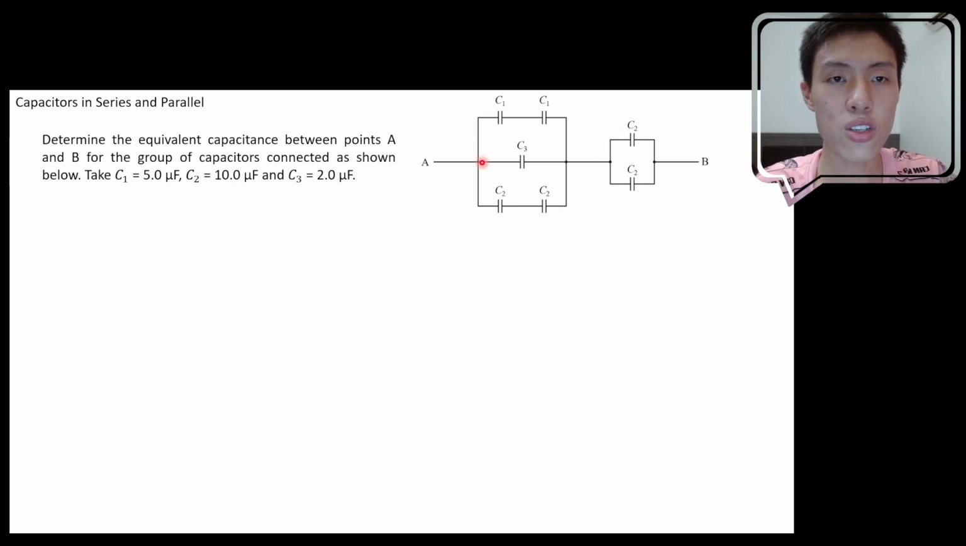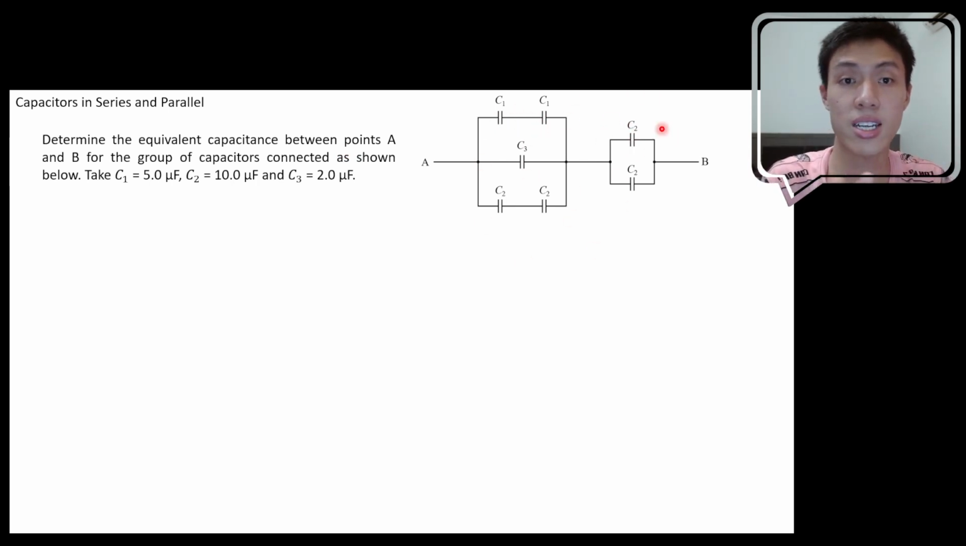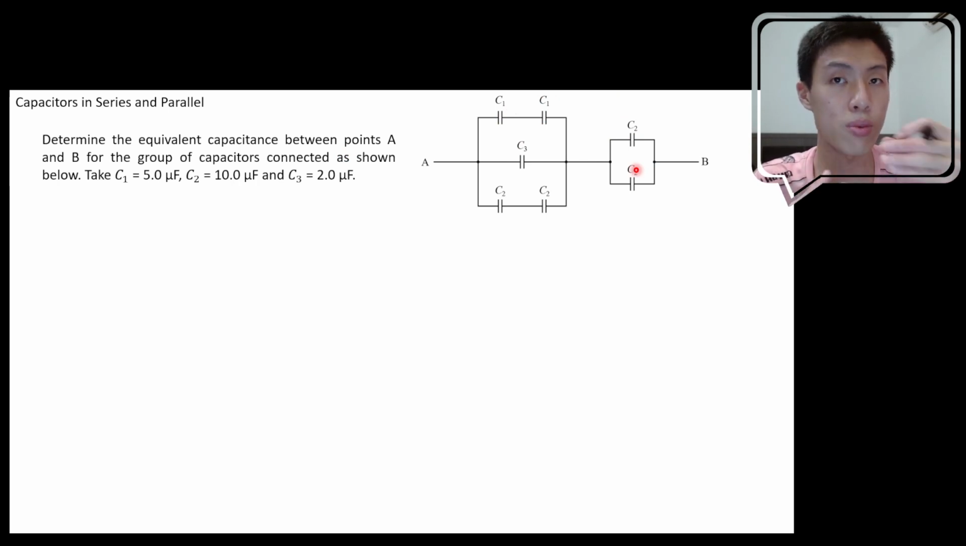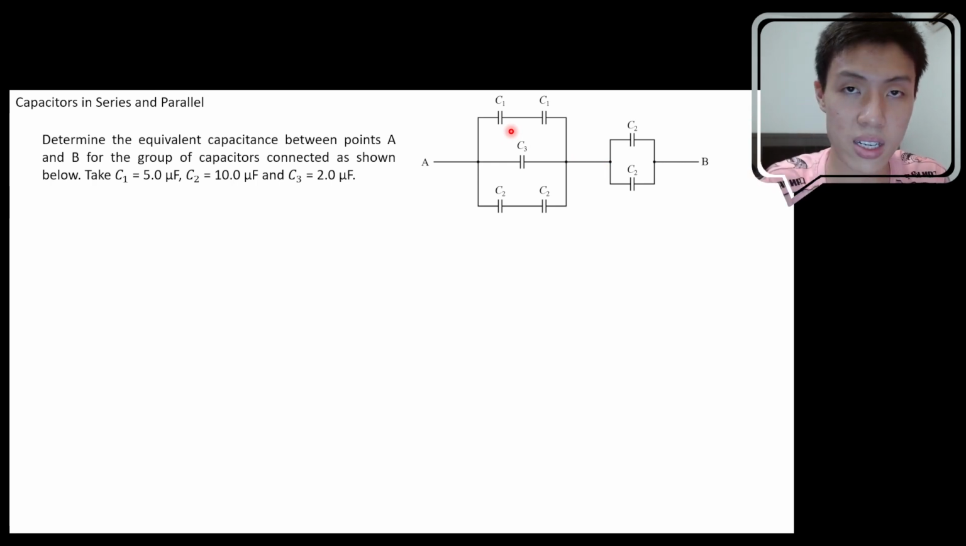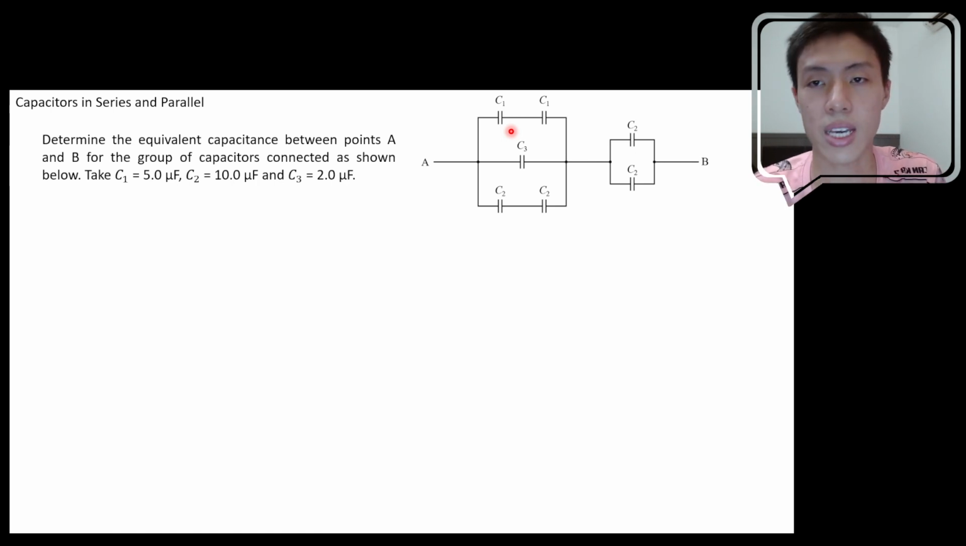Okay, so here we have 7 capacitors. If we choose to replace this group of capacitors here with one single capacitor, what will be the capacitance of that capacitor? So that's the idea of equivalent capacitance. Okay, so it's in between A and B. So what we need to do is combine these capacitors step by step until we are left with one single capacitor. Once we know the capacitance of that one single capacitor, that will be the equivalent capacitance.